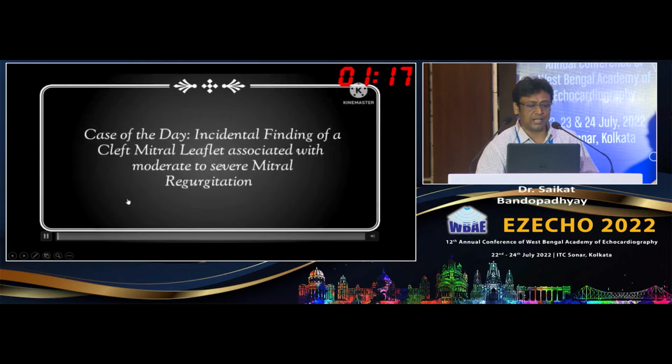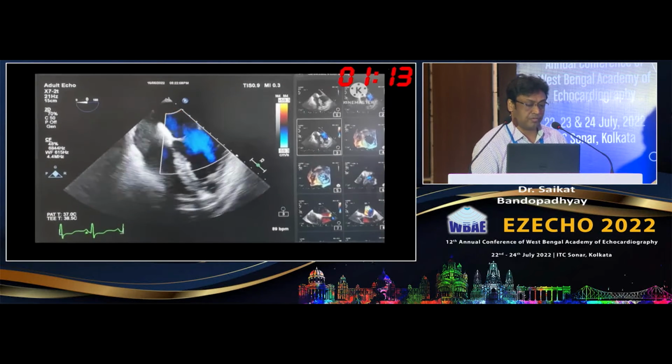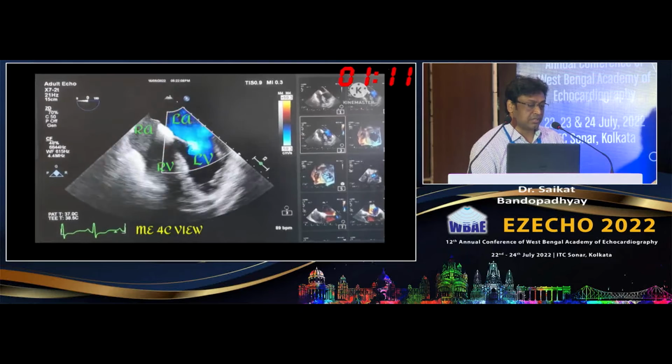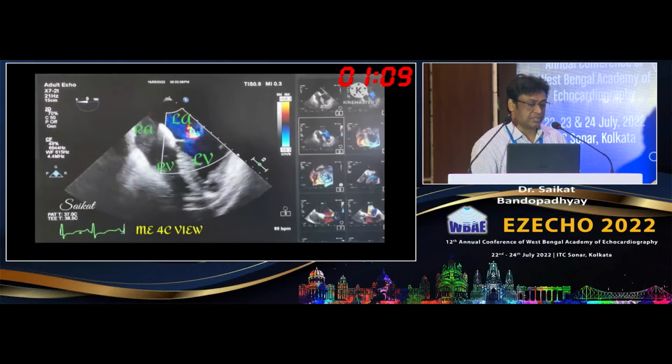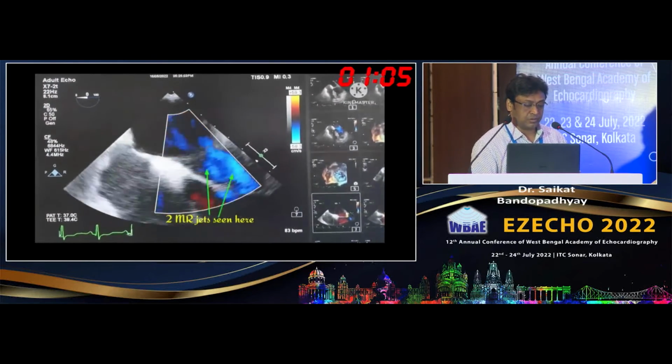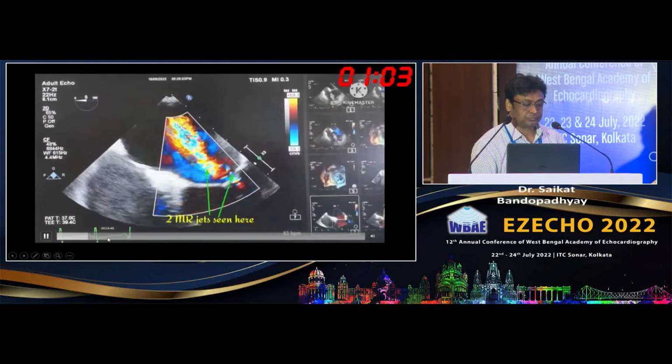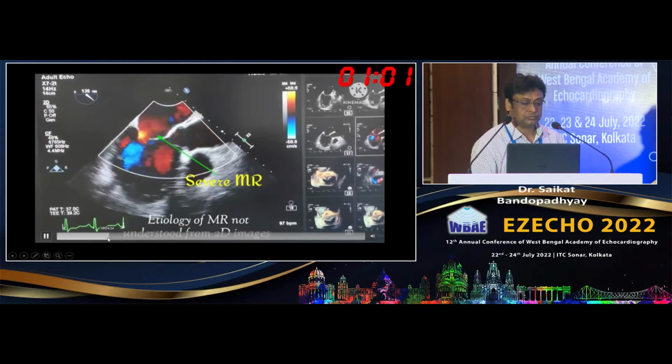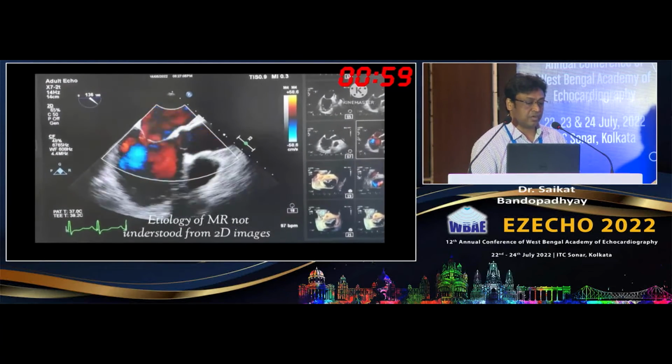This is an incidental finding, a patient undergoing CABG who had a moderate MR from before, but we had 2 jets in the intraoperative period, and then we investigated, and the long axis definitely looked like a severe MR. I'll show you that. So this is a severe MR over here.